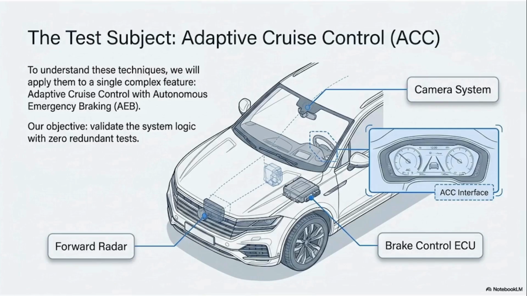To see how these techniques work in practice, we will apply them to a single complex feature, adaptive cruise control, ACC, with autonomous emergency braking. Validating the system requires coordinating data from the forward radar, the camera system, and the brake control ECU. Our objective is to validate the system logic with zero redundant tests. That means duplicate tests will not be there.